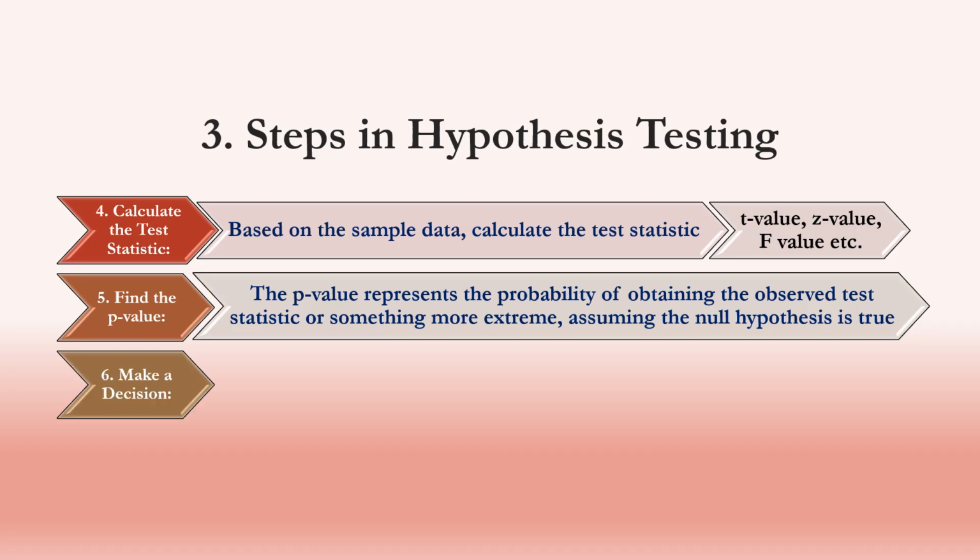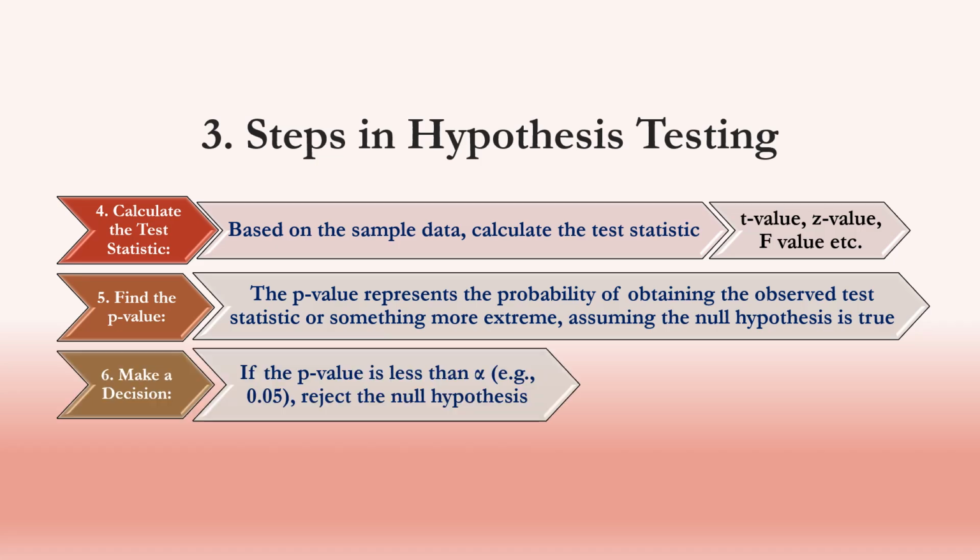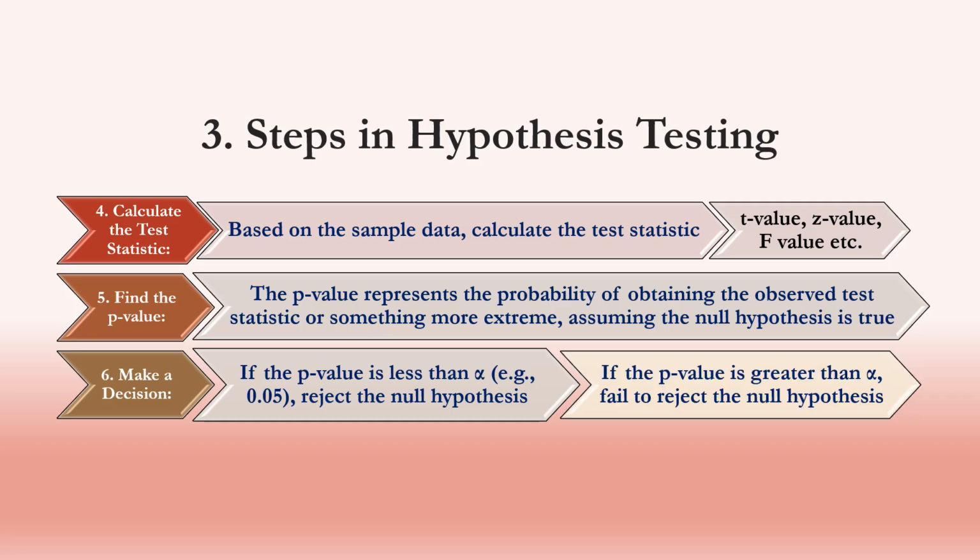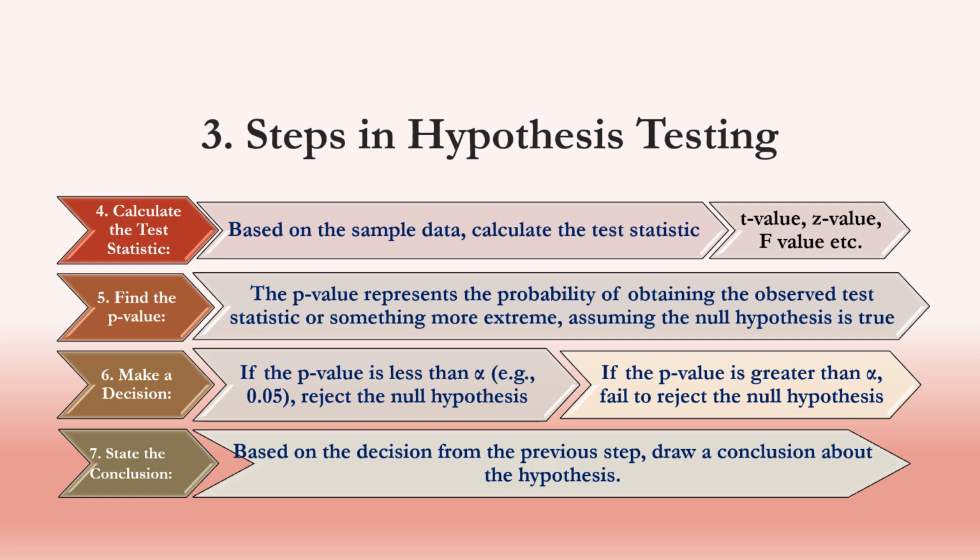Once we have the p-value, we make a decision. If the p-value is less than alpha, usually 0.05, we reject the null hypothesis and conclude that there is sufficient evidence to support the alternative hypothesis. If the p-value is greater than alpha, we fail to reject the null hypothesis, meaning there isn't enough evidence to support the alternative hypothesis. In other words, the p-value helps us determine whether the evidence is strong enough to contradict the null hypothesis. The final step is to state the conclusion.